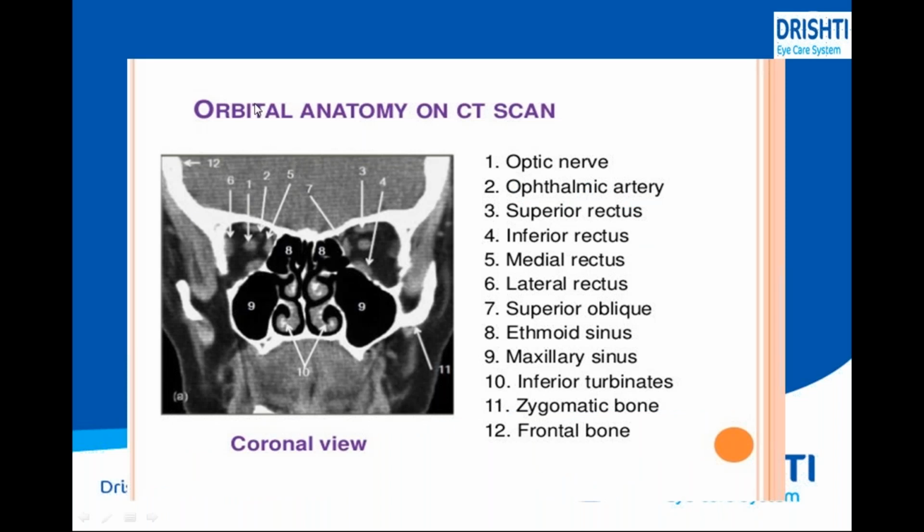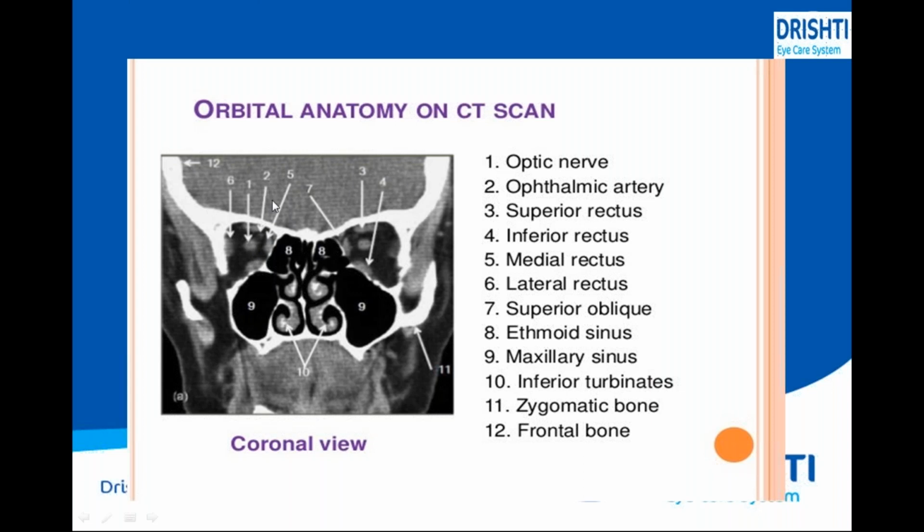So this is the normal CT scan, the coronal view. In these, numbered from 1 to 12, the first one is the optic nerve, the central portion. The second one is the ophthalmic artery, the small white portion.